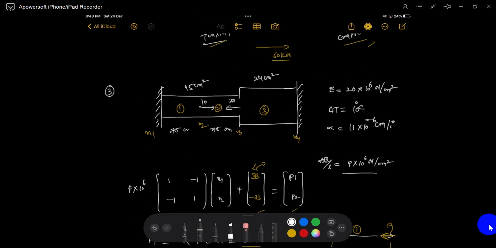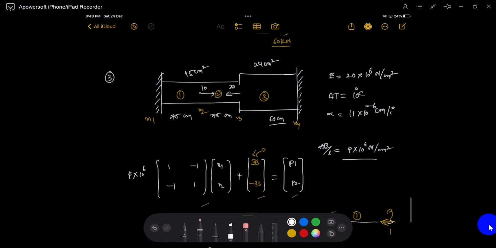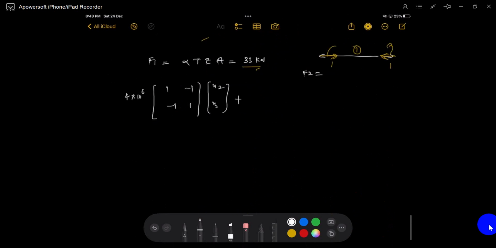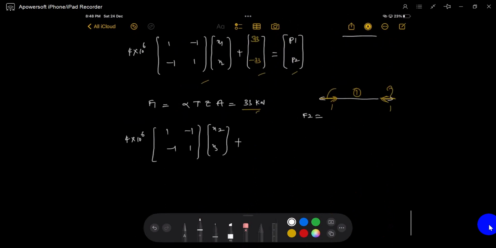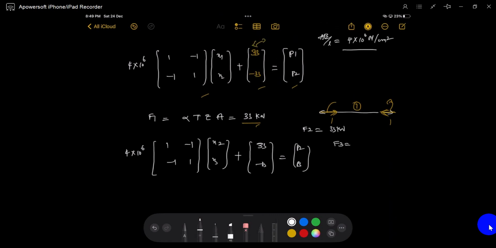75 centimeters. This is 60. For element 2, the same length, temperature increment, and thermal coefficient, everything is the same. So you will get 33, minus 33, equal to P2 and P3. This is also 33.